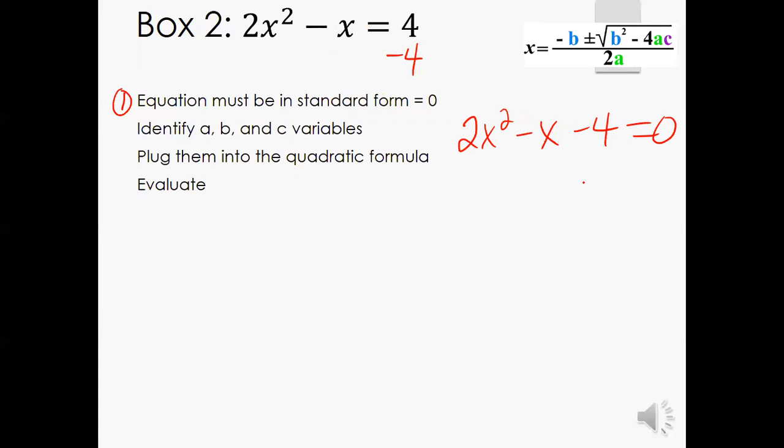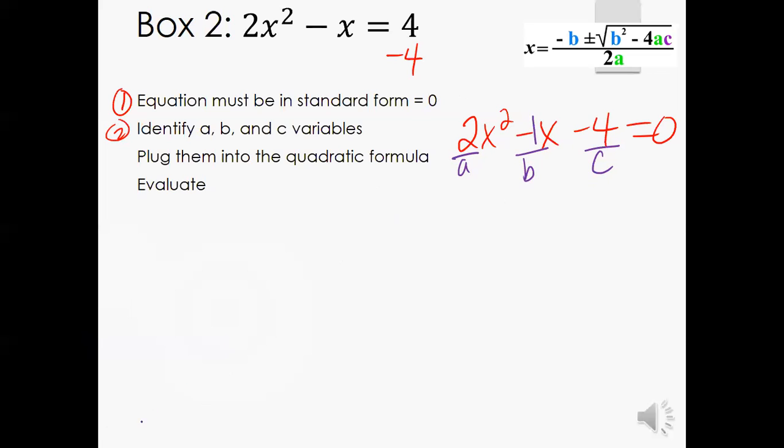Questions about step one? No. Okay. Step two is just making sure you understand what your A, your B, and your C are. A is my leading coefficient. It's the one with my x squared. B is my middle coefficient, and there's Casper the Friendly one in its place here. And C is always my constant.